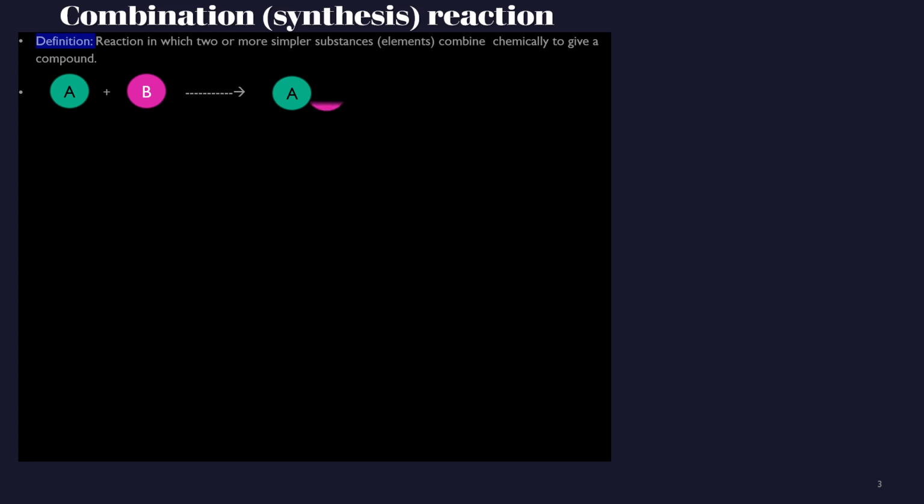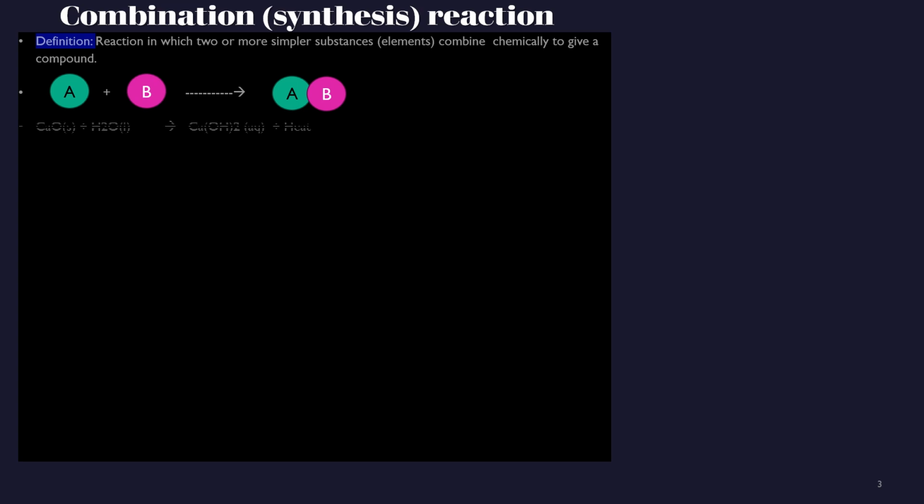Combination or synthesis reaction, in which two or more simpler substances combine chemically to give a compound, is called a combination or synthesis reaction. So this is the general formula for a combination reaction, that is A plus B gives AB. So any two substances, when they combine to give one new product, is called a combination reaction.